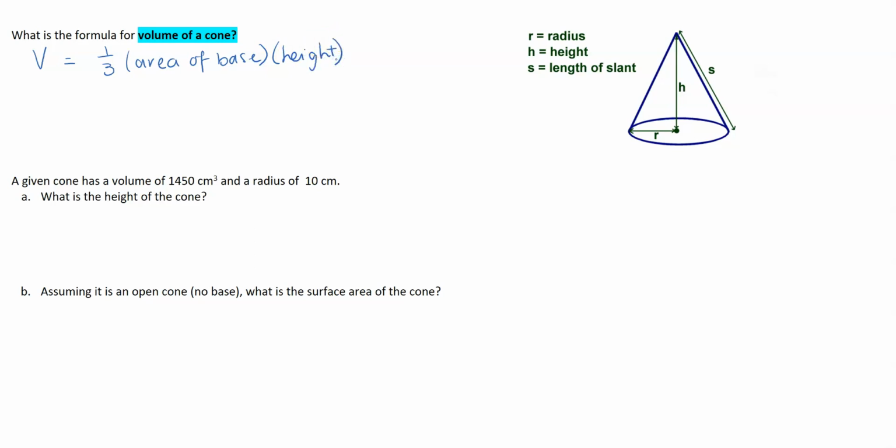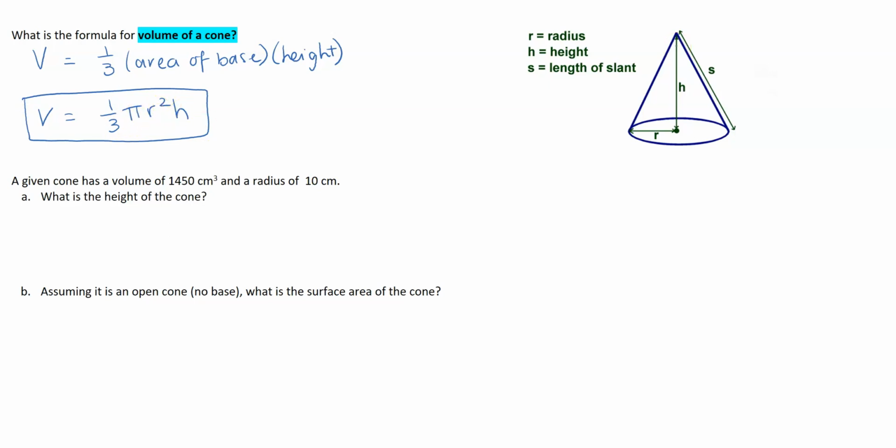Now in this case, we know the area of the base is a circle for a cone, so we're going to fill that in with the actual area of a circle, which is pi times the radius squared, and then we would multiply that by the height. So we get this nice formula here. Volume is 1/3 pi times radius squared times height.